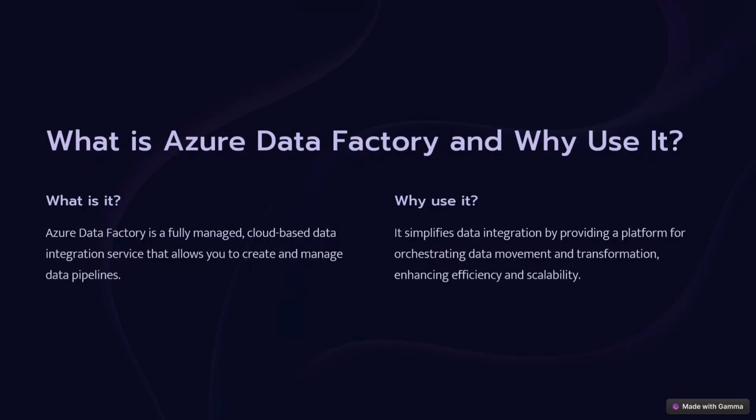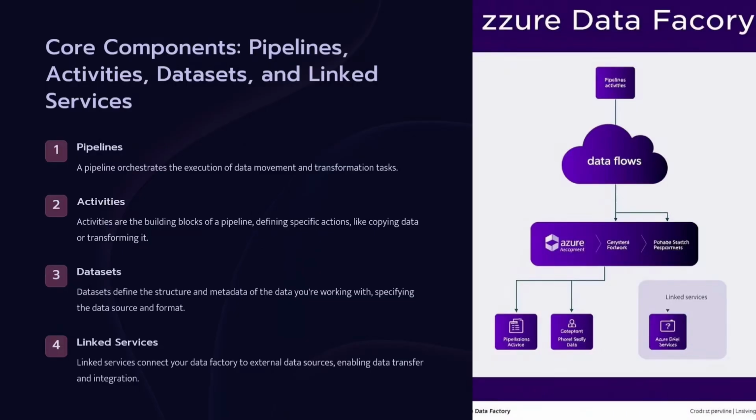So let's break down how it works in simple terms. I'll explain all the jargon here. What do they mean in simple terms? So let's pick the first one, that is pipeline. Think of a pipeline as your recipe. It lays out all the steps needed to take the raw data from its sources, process it, and deliver it where it needs to go.